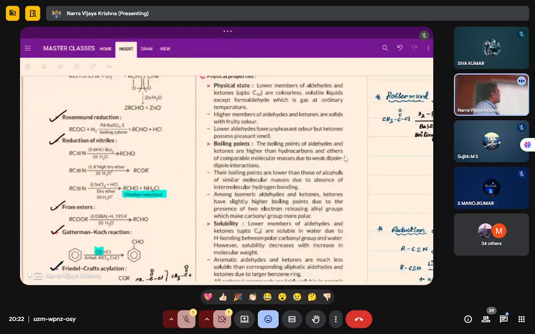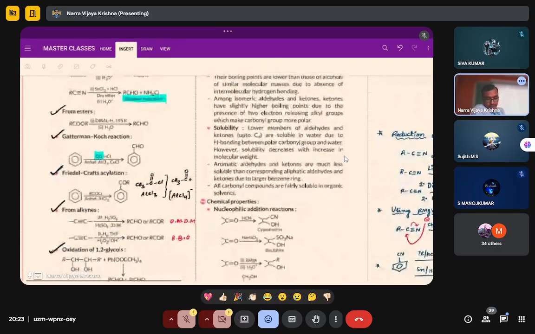Higher members of aldehydes and ketones are solids with fruity odor. Lower aldehydes have unpleasant odor, but ketones possess pleasant smell. Boiling points. Boiling points of aldehydes and ketones are higher than hydrocarbons and ethers, but lower than alcohols, because alcohols form hydrogen bonding. Higher than hydrocarbons and ethers of comparable mass due to weak dipole moments. Their boiling points are lower than alcohols of similar molecular mass due to absence of intermolecular hydrogen bonding. In alcohols, hydrogen bonding is there, therefore their boiling points are high.